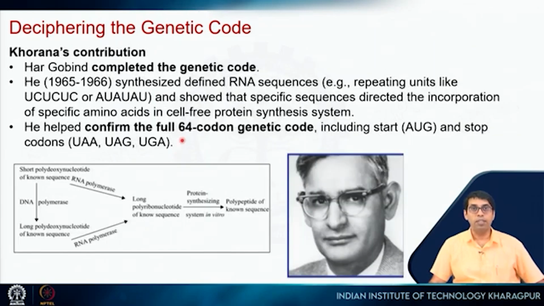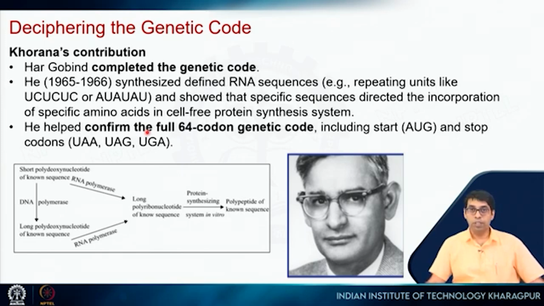Parallelly, another scientist, Har Gobind Khorana, was working at Harvard on the same problem, and he also used different types of synthesized RNA molecules to see what types of amino acids were getting synthesized. So he was able to confirm that AUG is the start codon, and there are 3 stop codons, which are UAA, UAG and UGA.